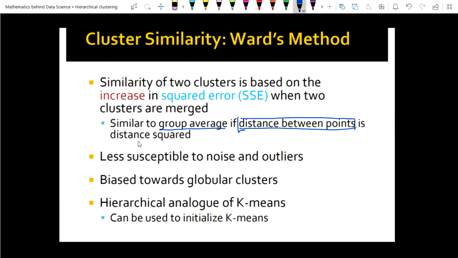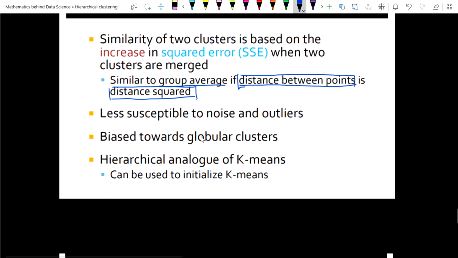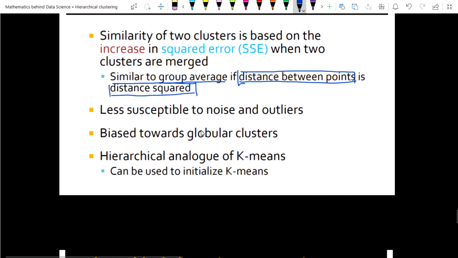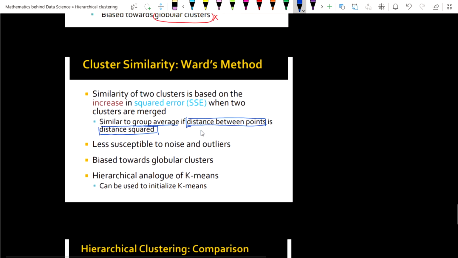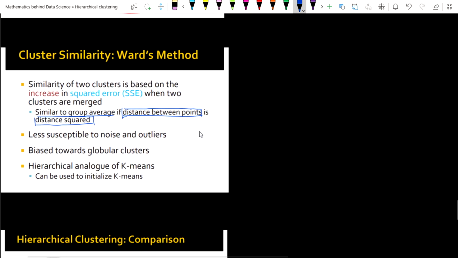But here we will use the distances, squared distances. Instead of using the distances between the points, we will use here the squared distances. Now let's see how this formula, or if you use the Ward's method, how this formula will actually look like.